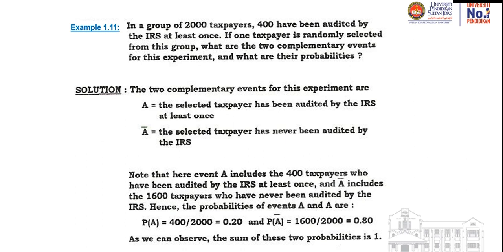First of all, you need to identify that out of 2,000 taxpayers, 400 have been audited. So obviously, your event A here is has been audited, and your complement A here is taxpayer that has never been audited. So you have A and complement A. After you list out those events, you need to find the probability. To find P(A), which is the taxpayer has been audited, it is 400 over 2,000, so you get 0.2.